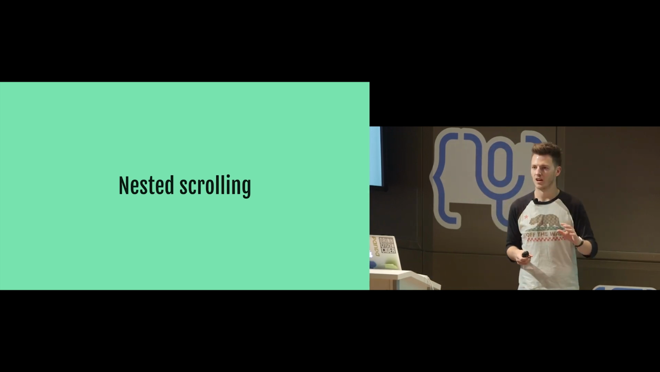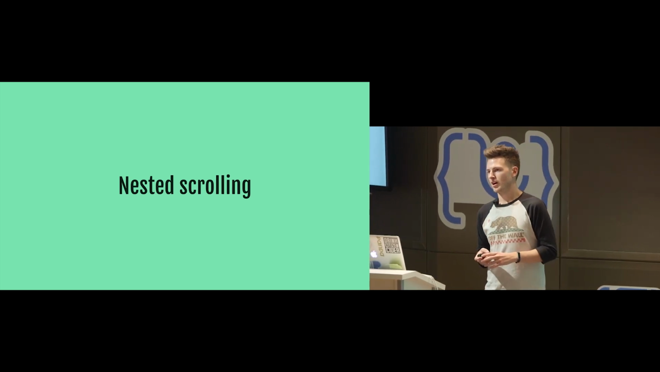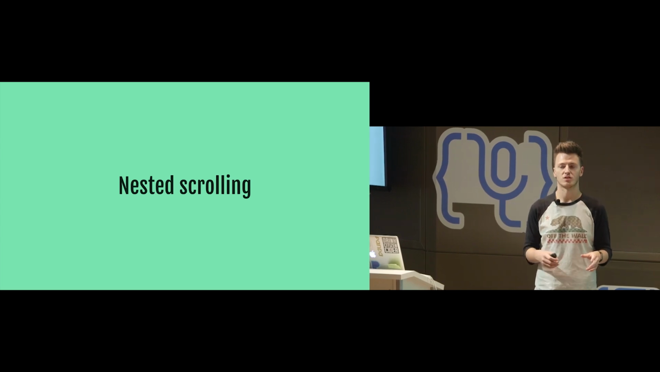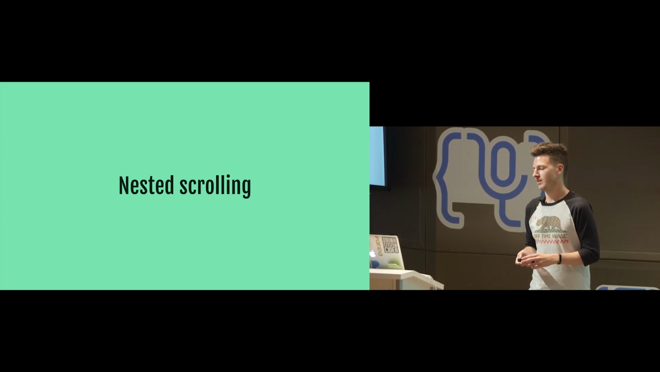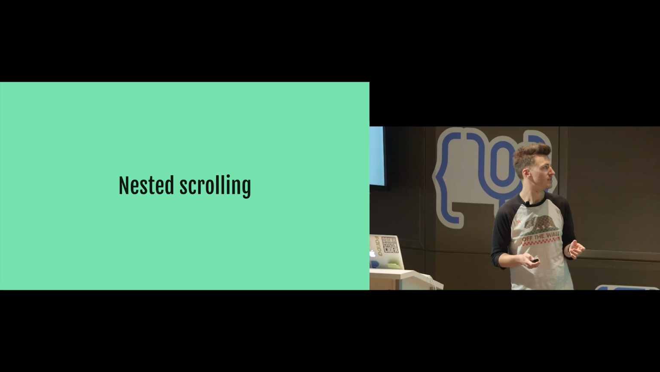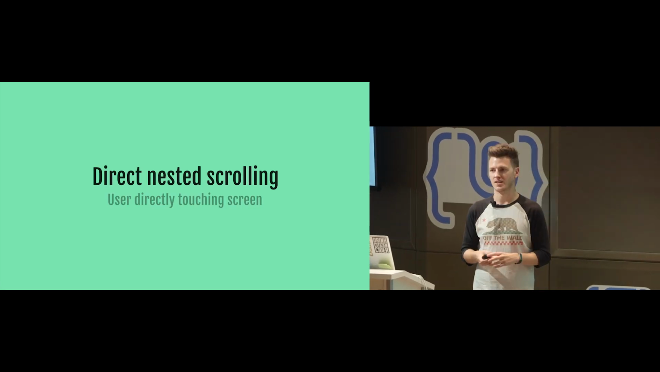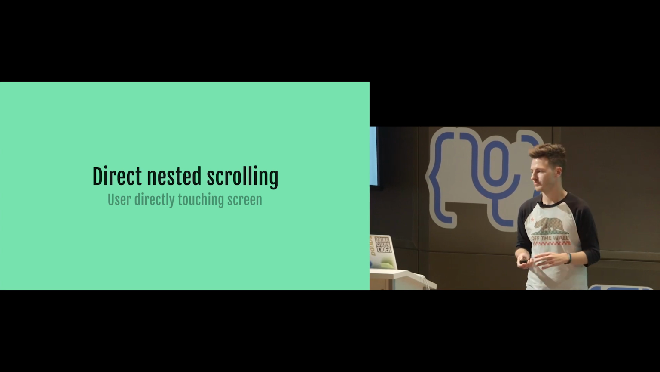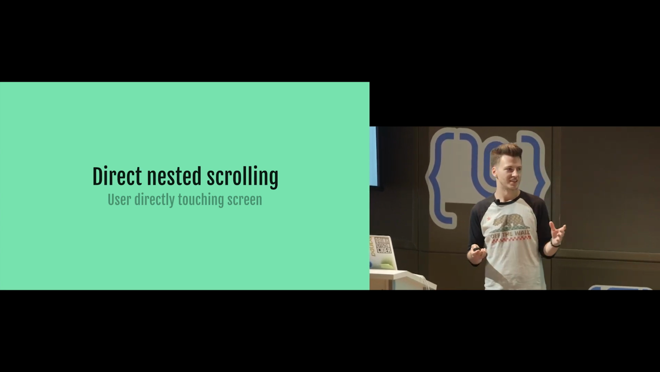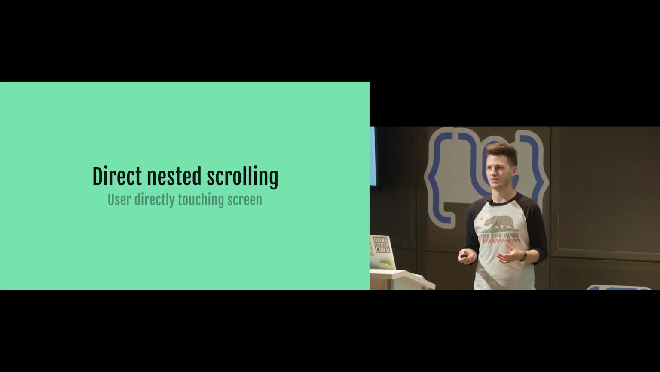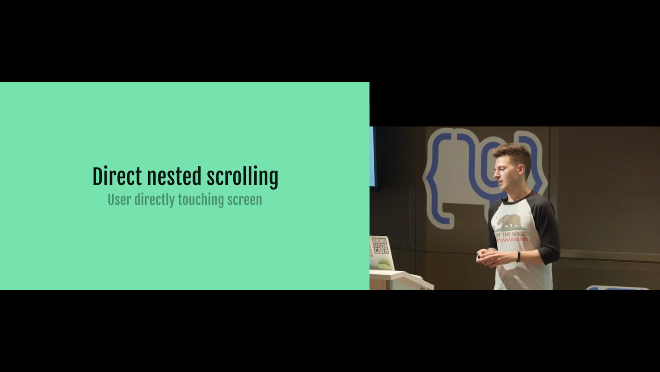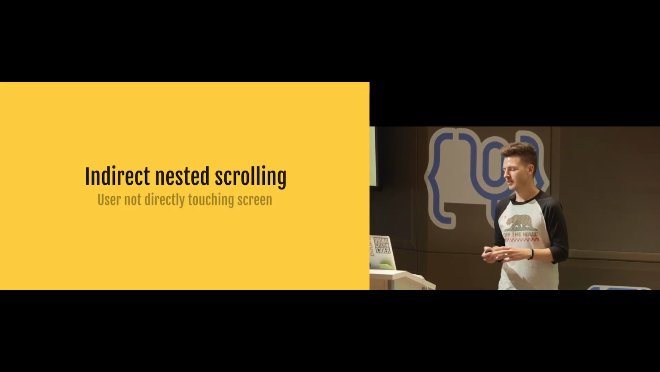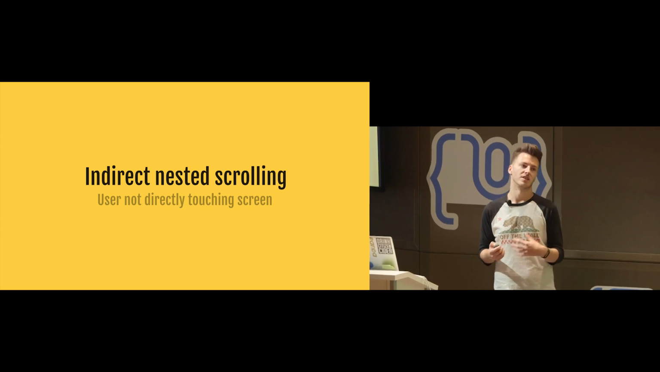So we've just been talking a lot about nested scrolling. Now, some of you may notice that nested scrolling events are only actually dispatched when the user is touching the screen. That is why what I call them is direct nested scrolling. But there's a load of other scenarios where we probably want to use nested scrolling or something similar, which is why we have this thing called indirect nested scrolling, which we're proposing, which is when the user isn't directly touching the screen.